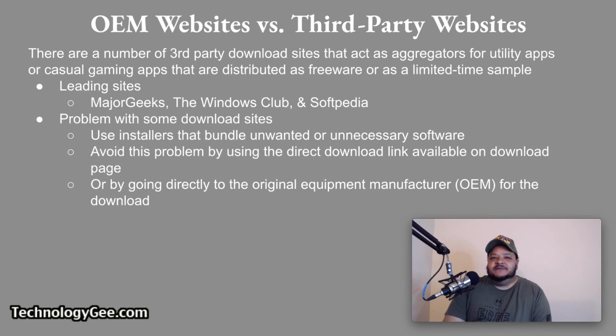OEM websites versus third-party websites. There are a number of third-party download sites that act as aggregators for utility apps or casual gaming apps that are distributed as freeware or as a limited time sample. Some of the leading sites include Major Geeks, the Windows Club, and Softpedia. One problem with some download sites is their preference for using installers that bundle unwanted or unnecessary software along with the actual app that you want.